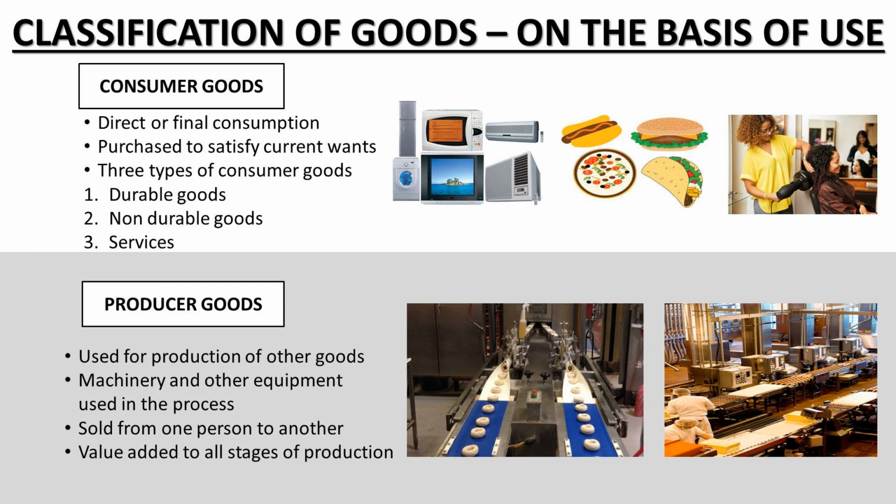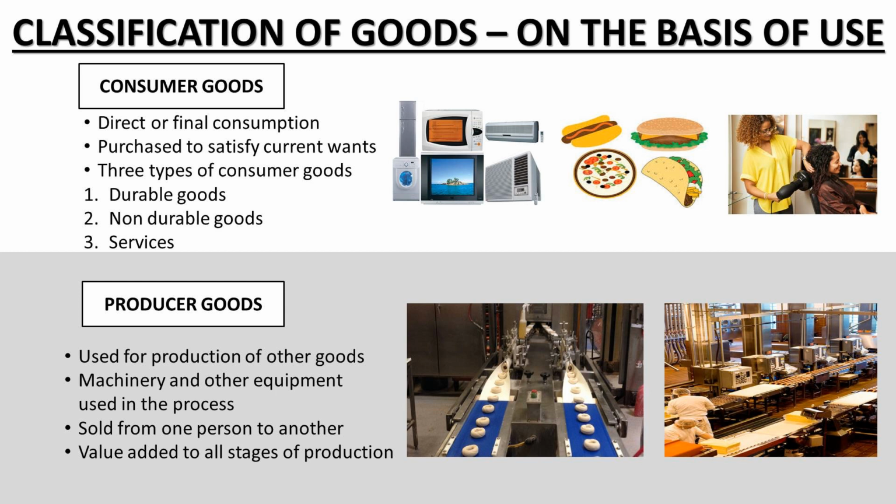Consumer goods are further divided into durable goods, non-durable goods and services. Durable goods are those which have a long lifespan, maybe 3 years and more. For example, television sets, air conditioners, ovens, etc. Non-durable goods are those that have to be consumed within a few hours, and they have a very short lifespan. They are also called perishable goods.